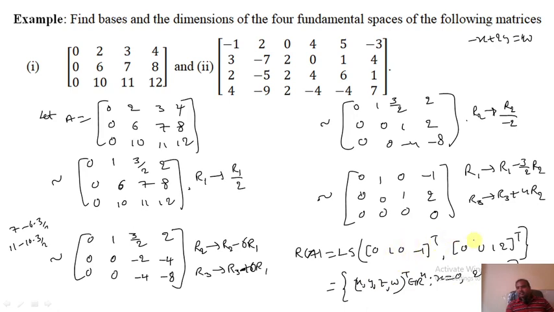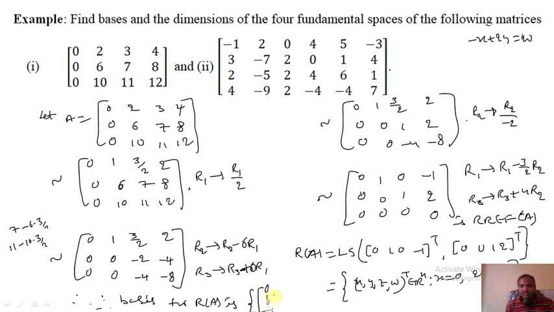Using this, we will get these two vectors. This is the spanning set. Therefore, the basis is the row reduced form. The basis for R of A is (0, 1, 0, -1) and (0, 0, 1, 2). This is the basis. Using this space, we get the same vectors. We can try this one.